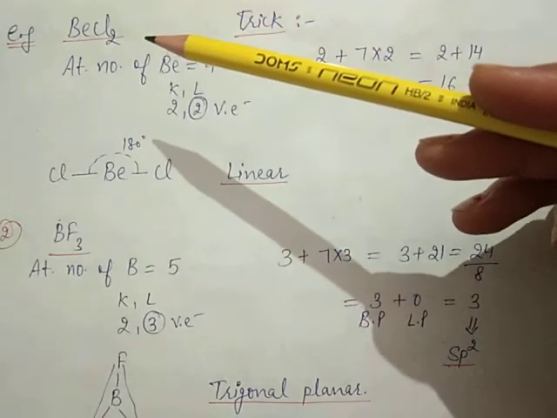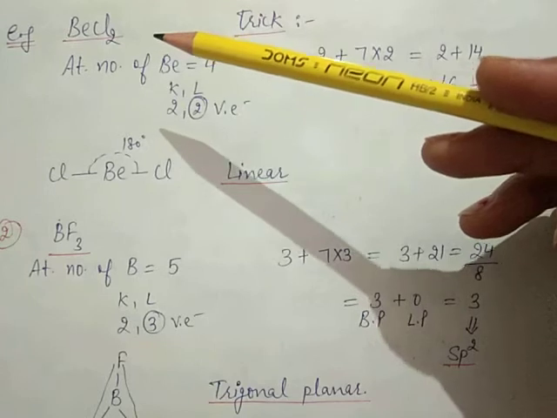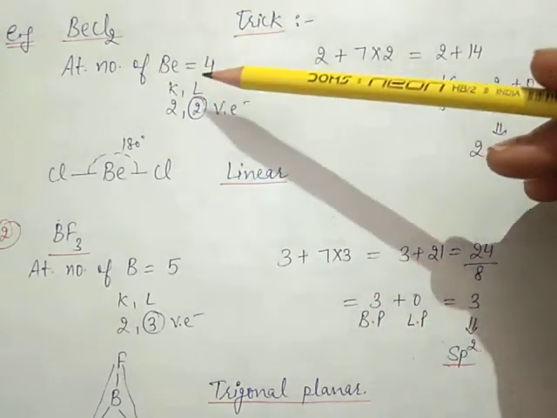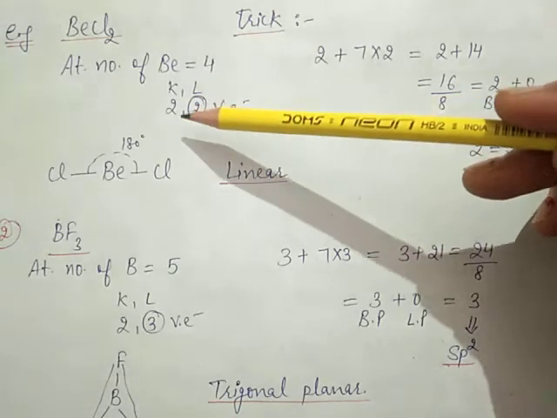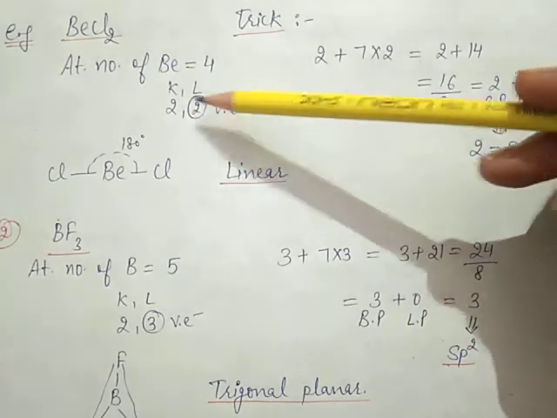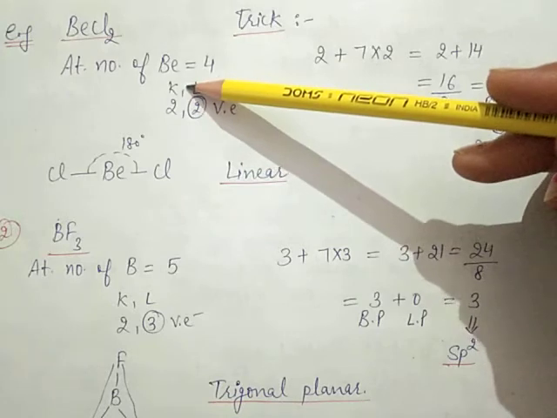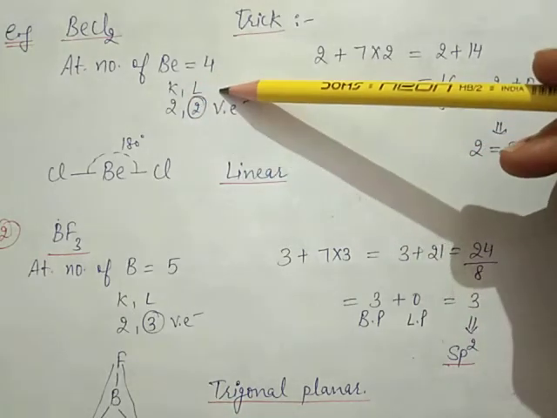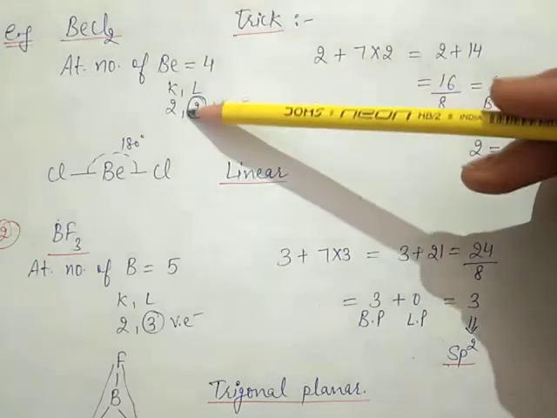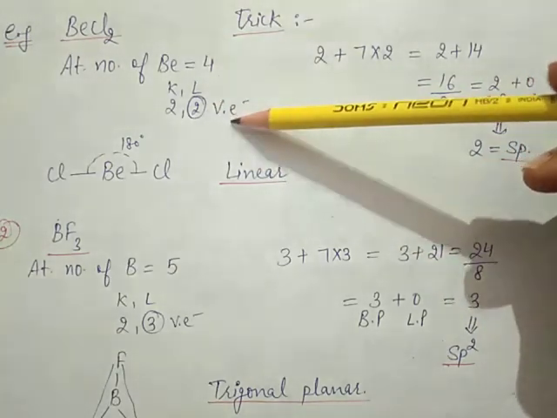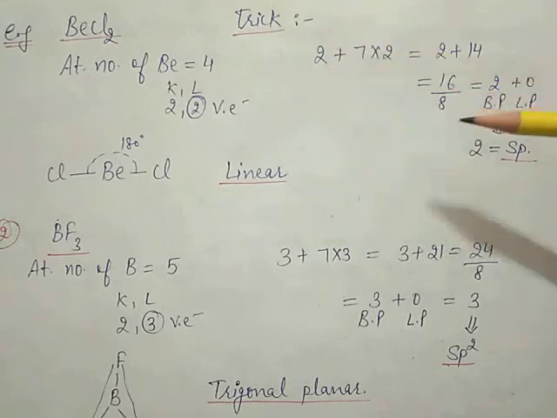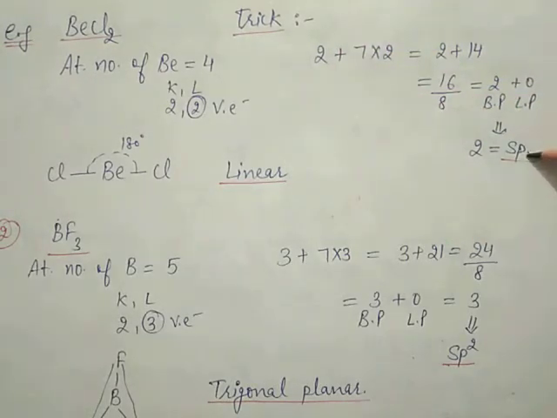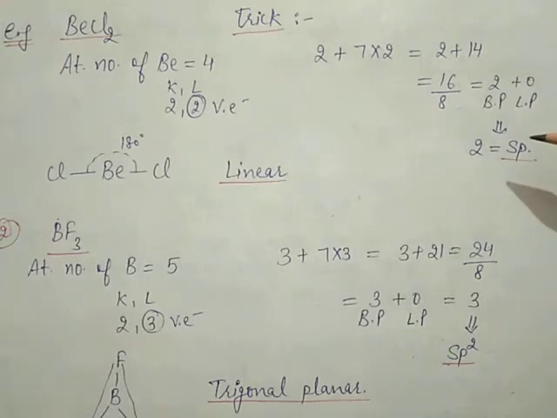Suppose this is the example BeCl2. Here the atomic number of beryllium is 4. Distribution in K and L shell is 2, 2, which means 2 electrons are present in the K shell and 2 electrons are present in the L shell. So the valence electrons of beryllium are 2. So this is a simple trick. We have to calculate the bond pair, lone pair and hybridization. This is very important for your exam.